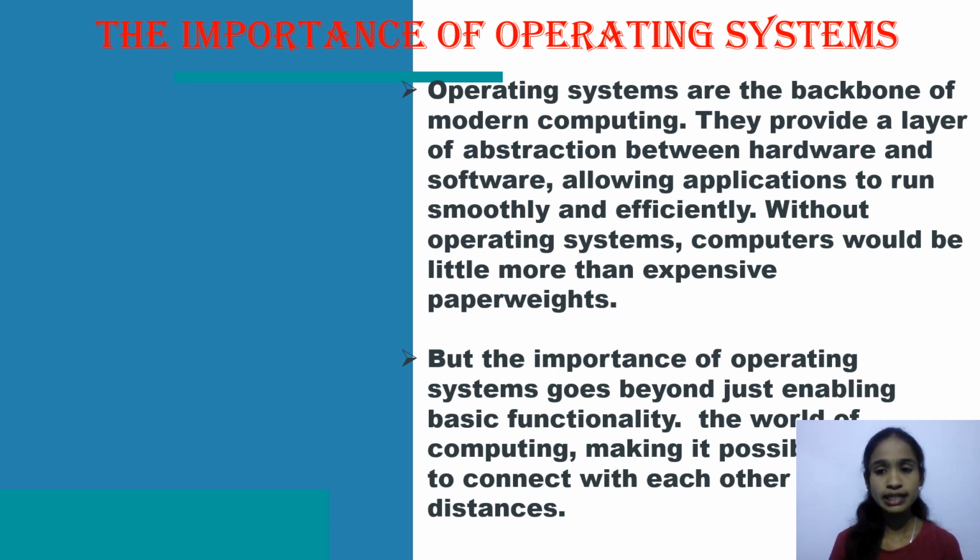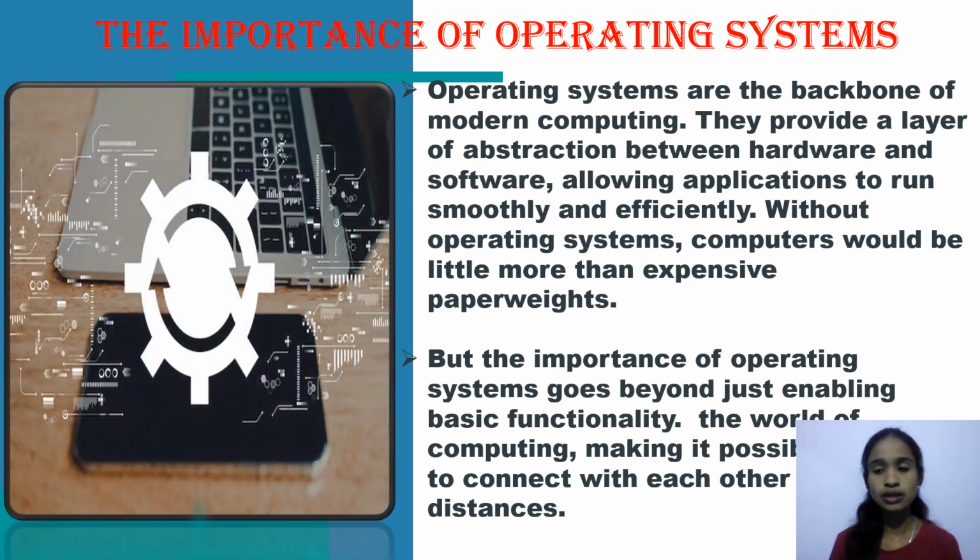Importance of operating systems. Operating systems are the backbone of modern computing. They provide a layer of abstraction between hardware and software, allowing applications to run smoothly and effectively. Without operating systems, computers would be little more than expensive paperweights. But the importance of operating systems goes beyond just enabling basic functionality. They have transformed the world of computing, making it possible for people to connect with each other across great distances.